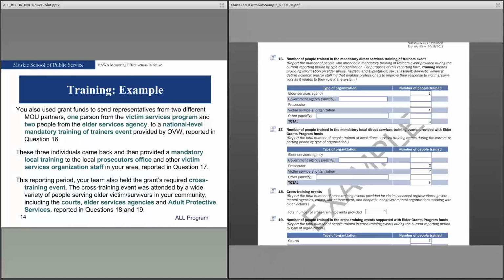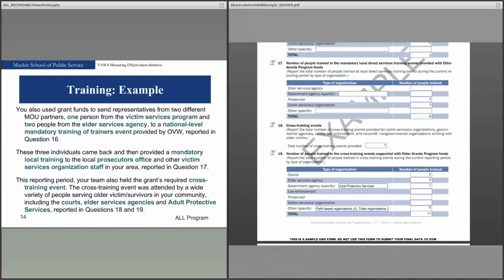In our example, these 3 individuals came back and then provided a mandatory local training to the local prosecutor's office and other victim services organization staff in your area, which is reported in question 17. This reporting period, your team also held the grant's required cross-training event. The cross-training event was attended by a wide variety of people serving older victim survivors in your community, including the courts, elder services agencies, and adult protective services. As you can see, reported as 1 event in question 18 and 11 total people trained at this event in question 19.